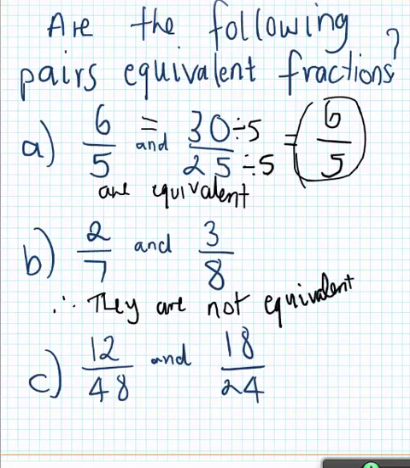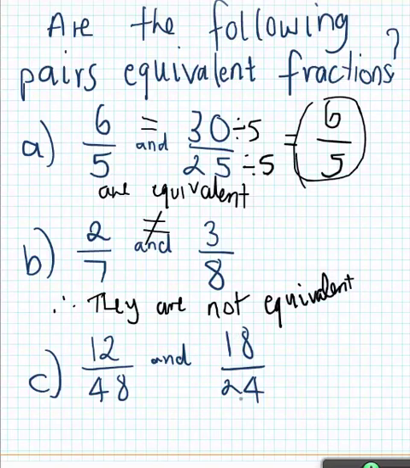And the other symbol you can use, in between these two fractions, is the equal sign with a dash going through it, saying they are not equal to, they are not the same. It's your choice what you want to write. You can write the sentence or put the symbol, but just make sure you show your answer clearly. And the last one, C, we've got 12 over 48 and 18 over 24.